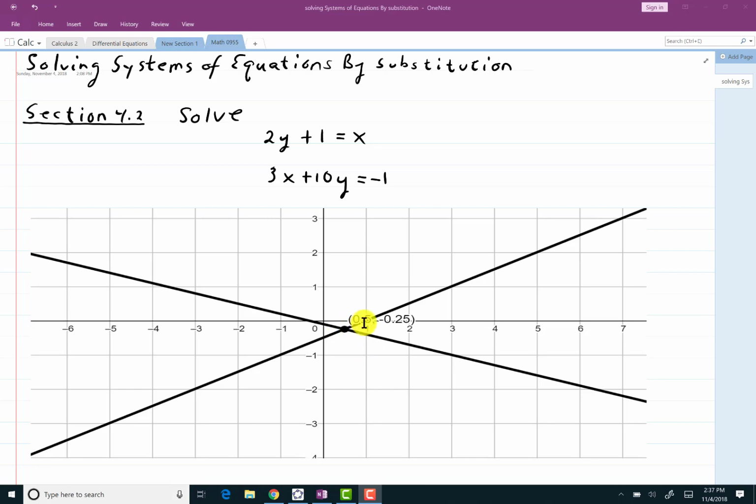So if you were to graph these and try to guess what the answer was, most likely, unless your graph was absolutely perfect, you wouldn't be able to discover this point by graphing. So I want to show you a method that will figure out that point, and that is by substitution. What I'm going to do to solve this, let me copy it and rewrite it again and show you what we do.